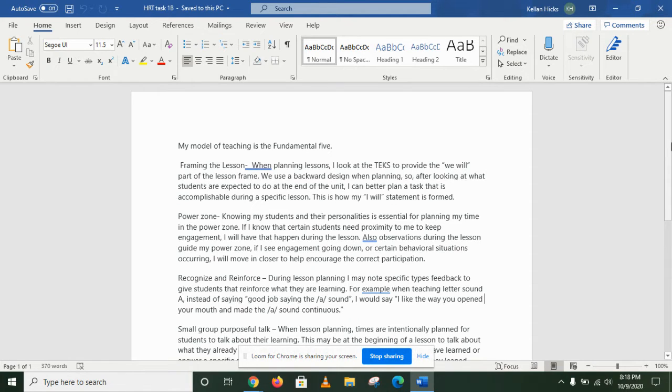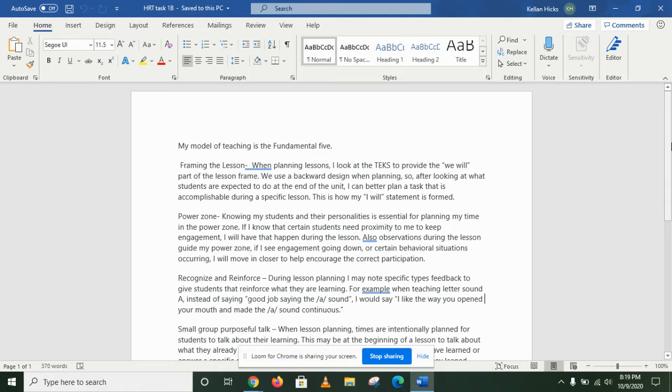The next component is the power zone, and knowing your students and their personalities is essential for this because I need to know where my kids are that get distracted the easiest, which ones need the most engagement. I also can provide proximity to those that can be behavior problems during a lesson. And just when I see engagement going down, moving in closer sometimes helps to encourage the correct participation.